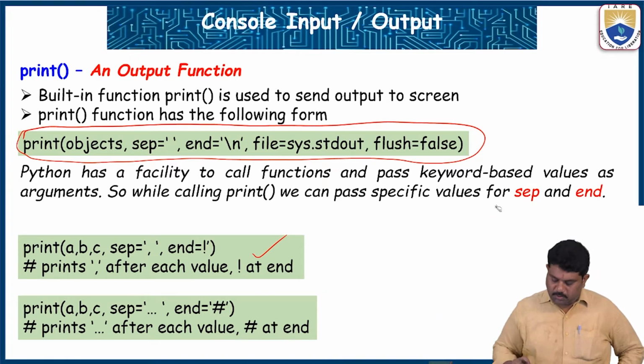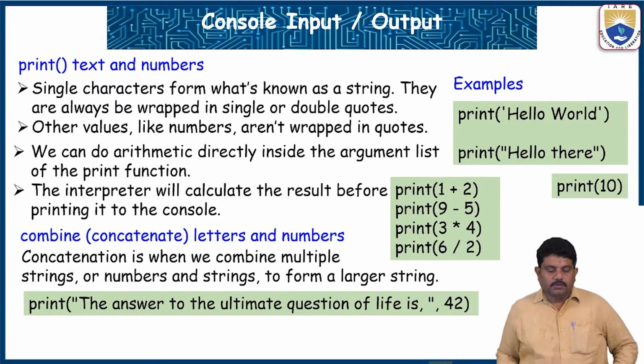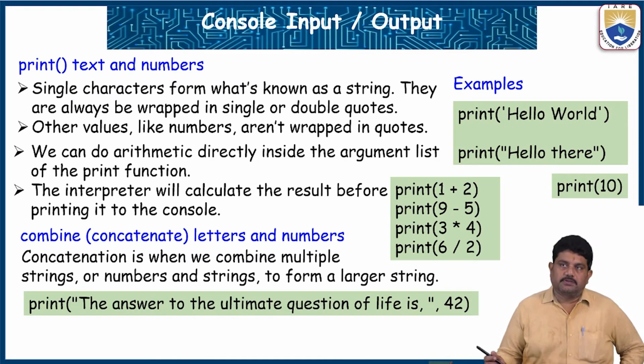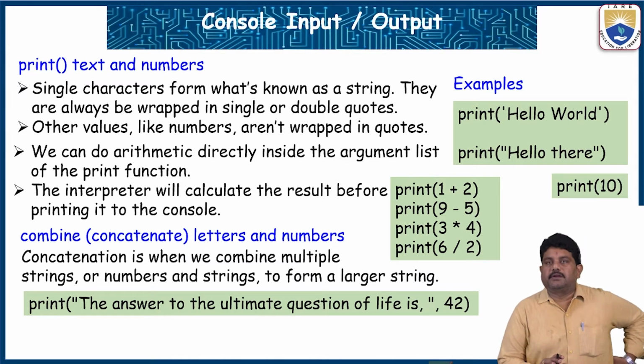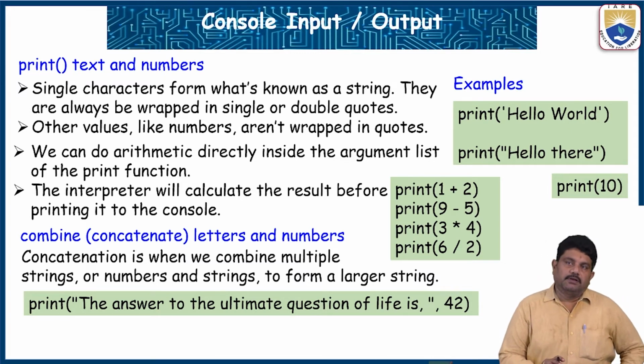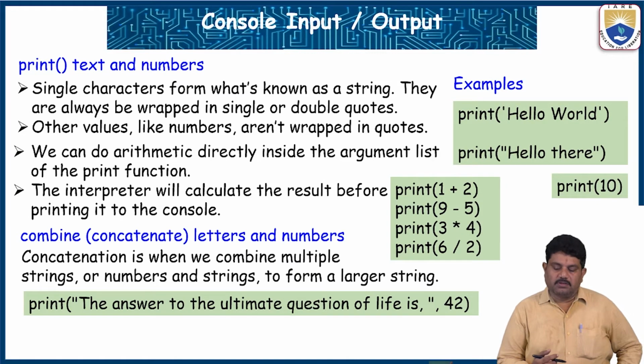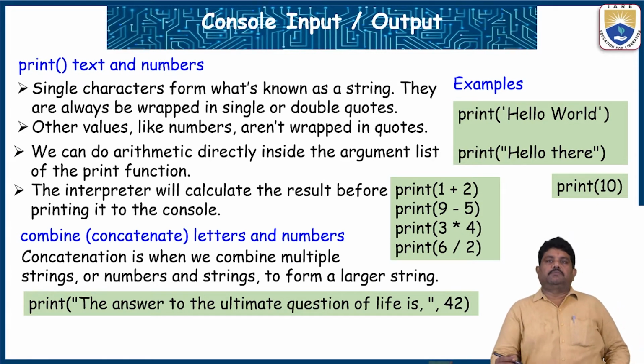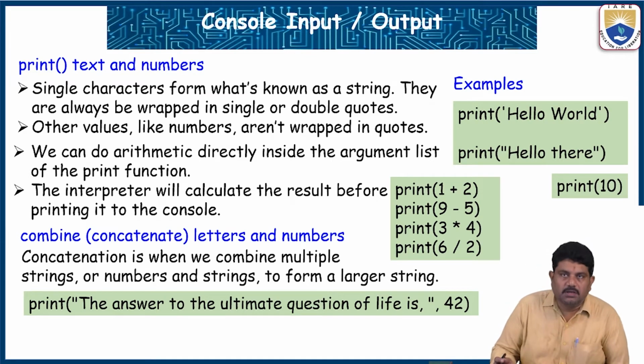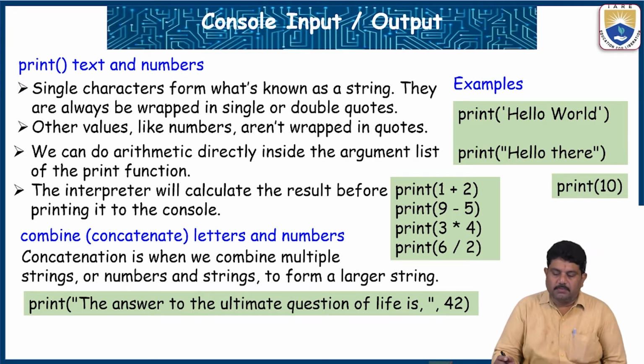Next we will see some more examples, printing text and numbers. Just as we have seen how to print using the print function with the separator parameter and the end parameter, now we will examine some more examples. Print with text and numbers means printing text using the print function and printing numbers using the print function.